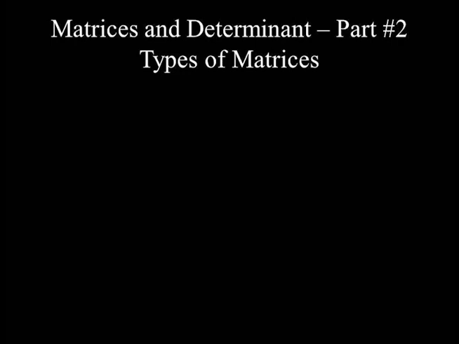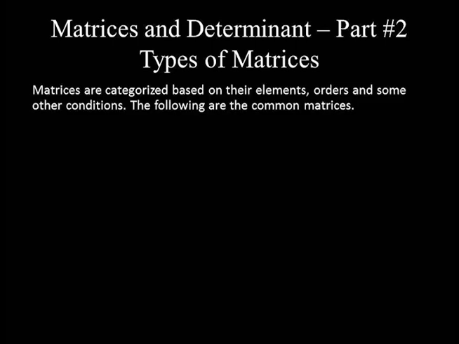This is part 2 of the Matrices and Determinants series. In this part we are going to discuss types of matrices. Matrices are categorized based on their elements, orders and some other conditions. The following are the common matrices.